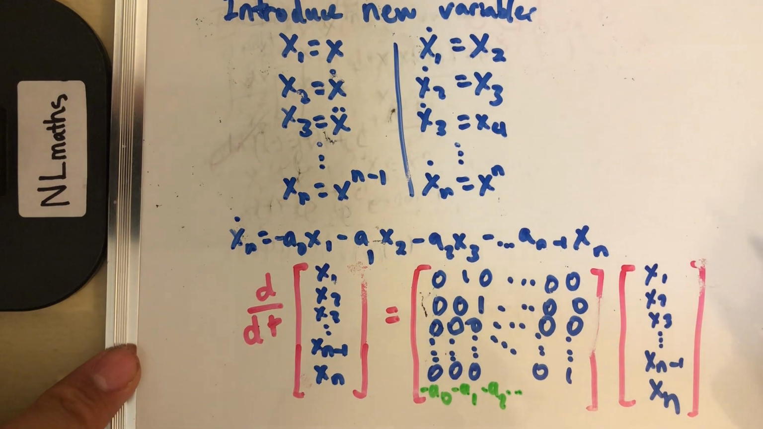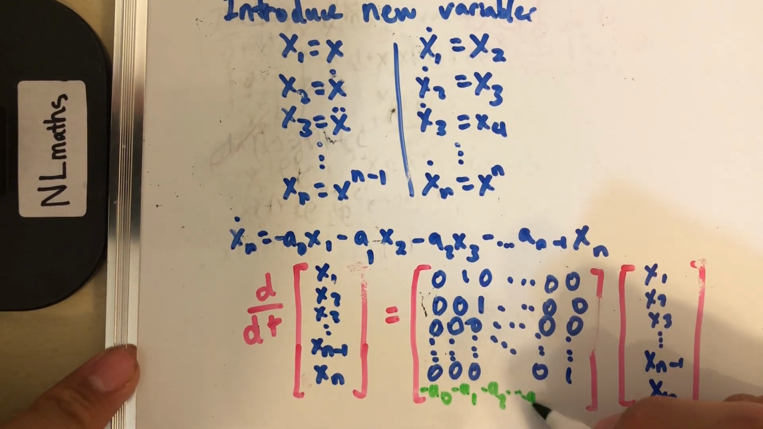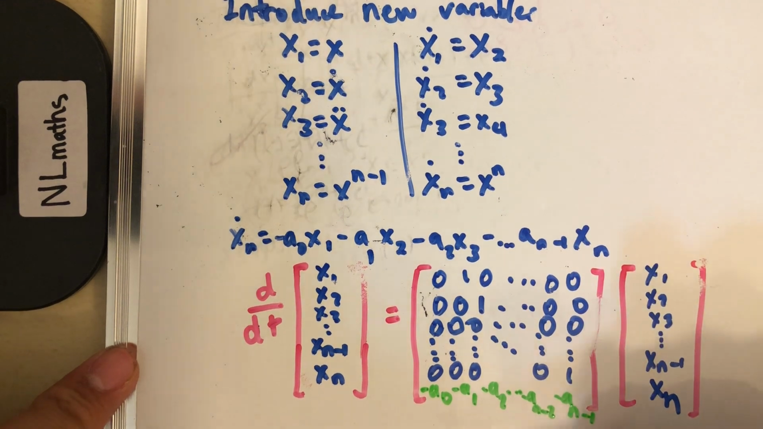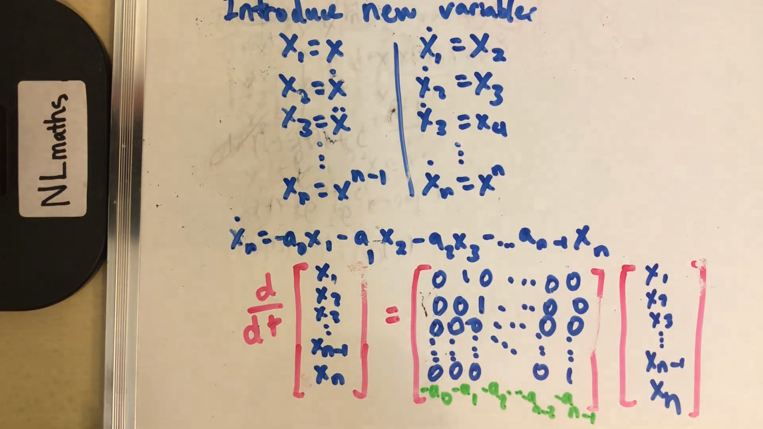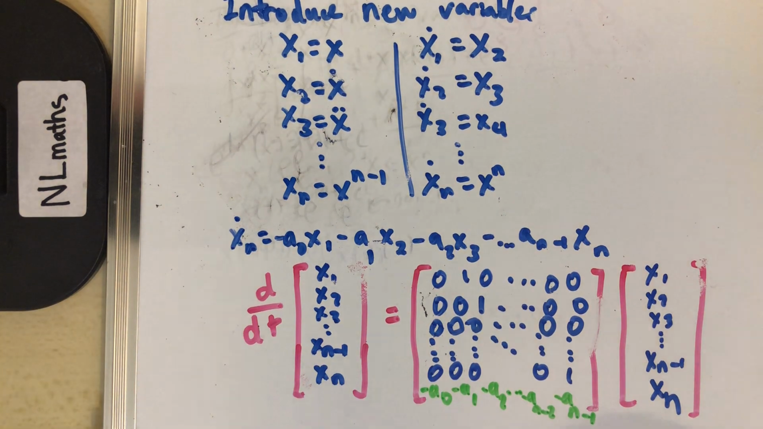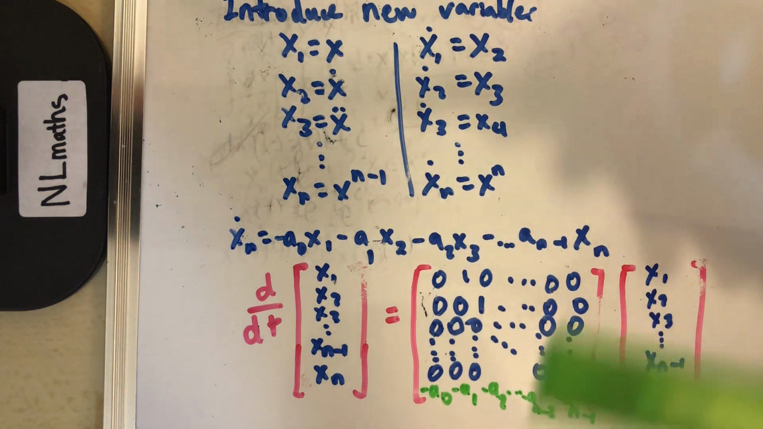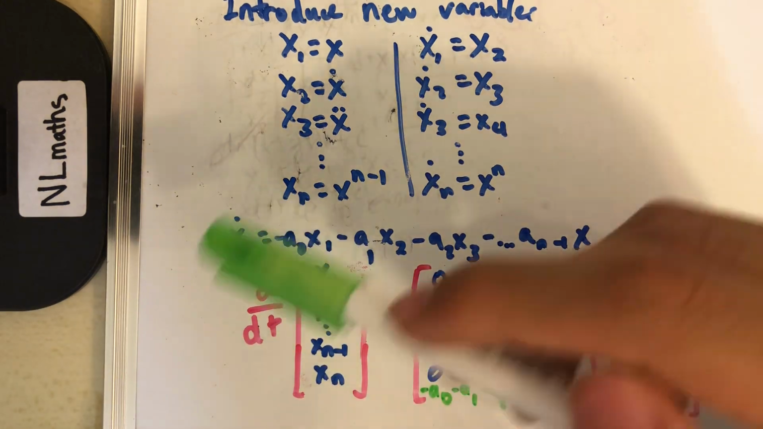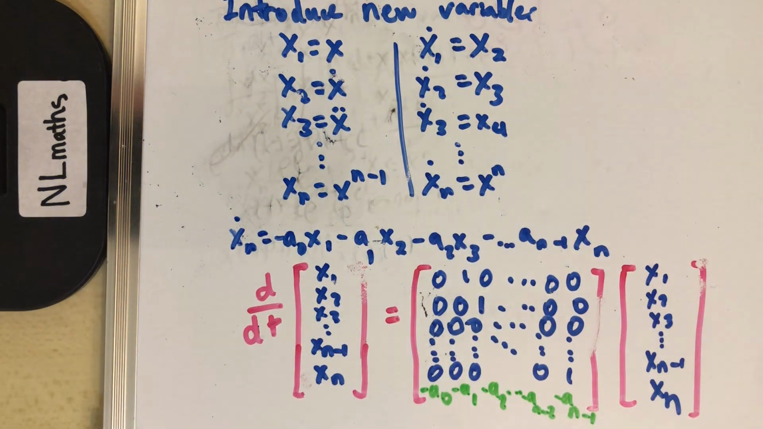And then we get negative a_{n-2} and negative a_{n-1}, because x_n times negative a_{n-1} equals x dot. So, good. We've got a matrix system of differential equations, and it's all first order. It's a first order differential equation, which is what makes it so easy to deal with, and is what we love about doing higher order derivatives.